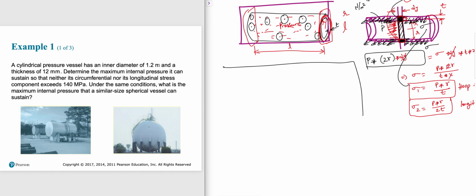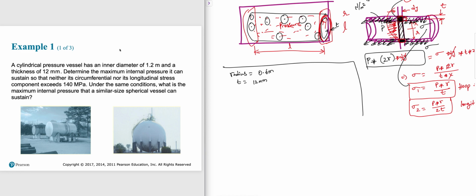We deal with radius. So how much is radius? Radius is 0.6 meter and a thickness of 12 millimeter. So thickness is given as 12 millimeter. So is this thin wall? Because the theory we developed here can only be applied to thin wall pressure vessels.